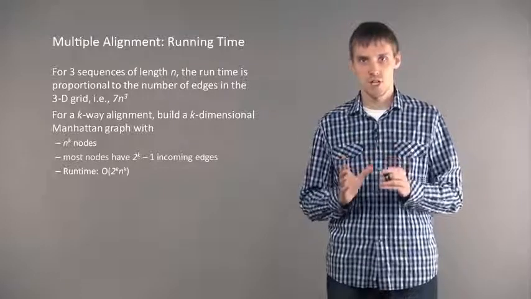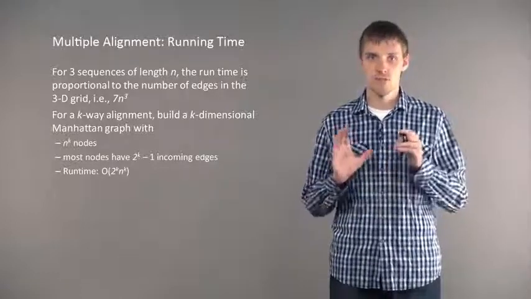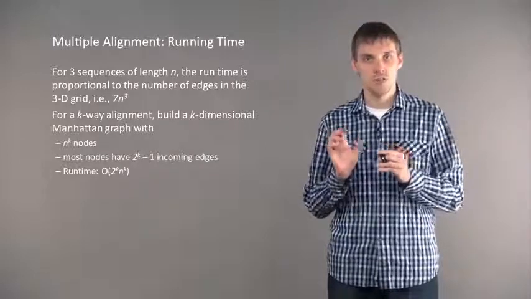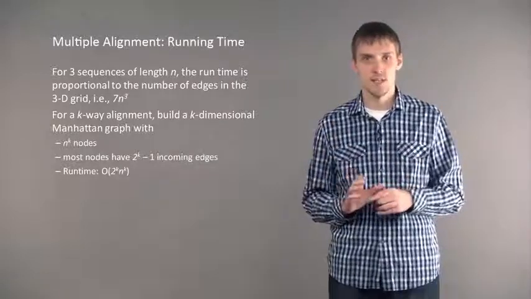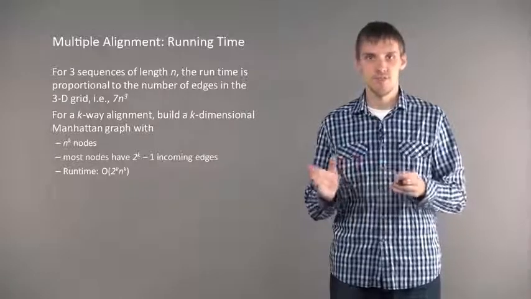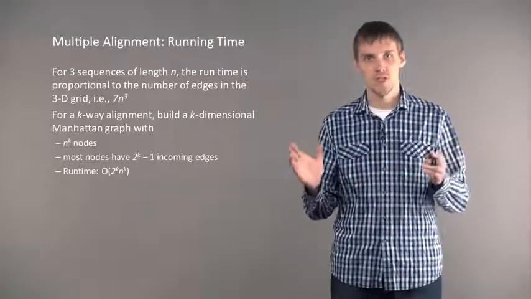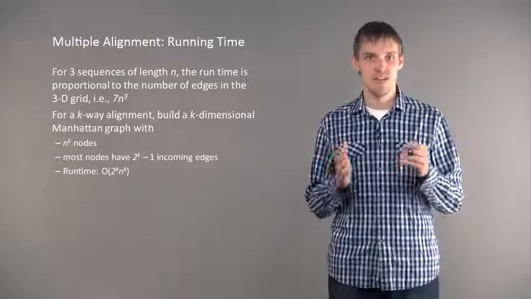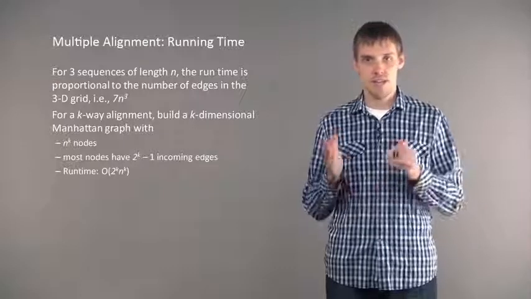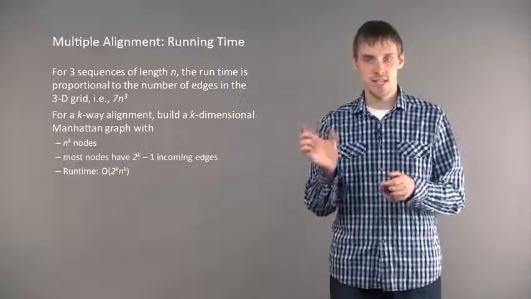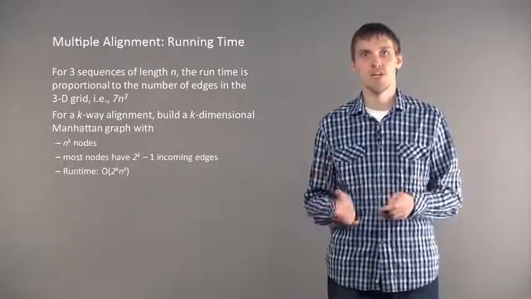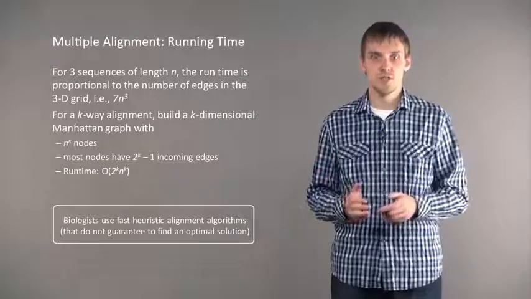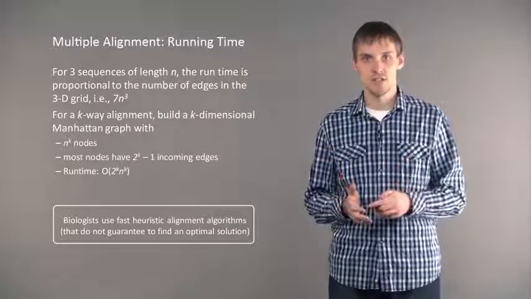So this algorithm will work for a small number of sequences, or for many sequences of small length, but it won't work in feasible time for many long sequences. For example, to find a multiple alignment of 18 sequences of length 18 each, you will need more time than the age of the universe. And biologists usually use fast heuristic algorithms.